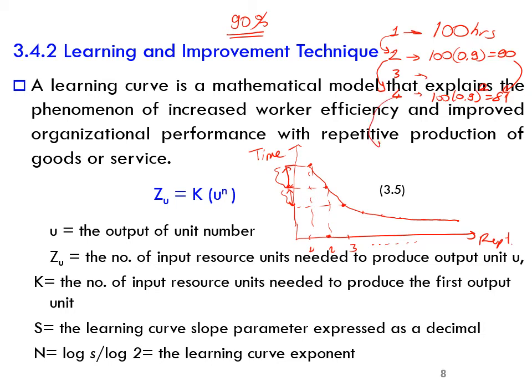And when we double this, 4 to the 8, the eighth one that we produce, the time will again be reduced. And it means that this will be 0.9 to the power 3, which will be 72.9 hours. Okay, so to do the processing of the first part, it will be 100 hours. The second one will be 90 hours. The fourth one will be 81 hours. The eighth one will be 72.9 hours.